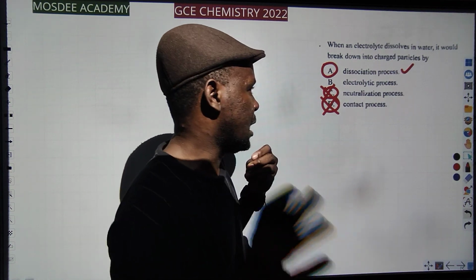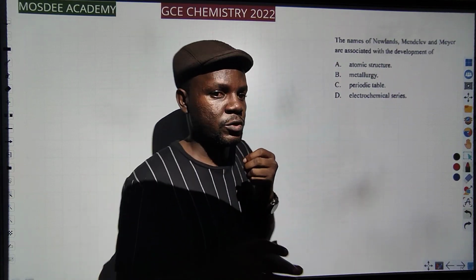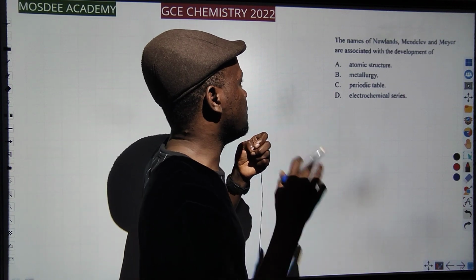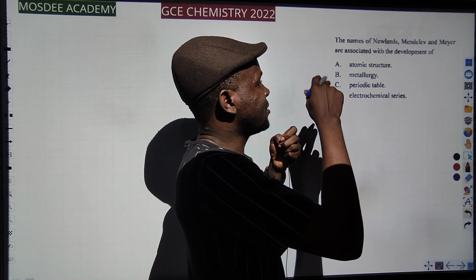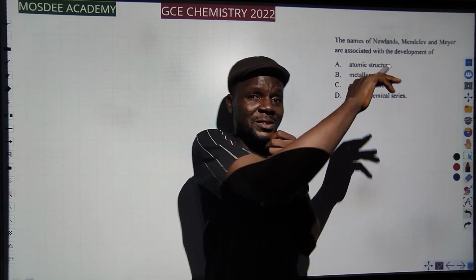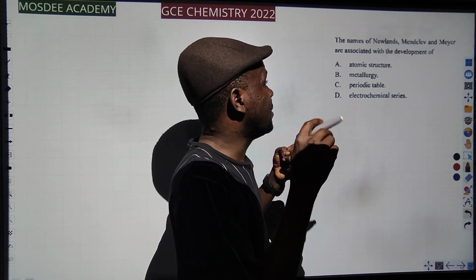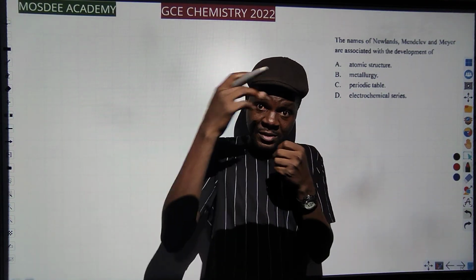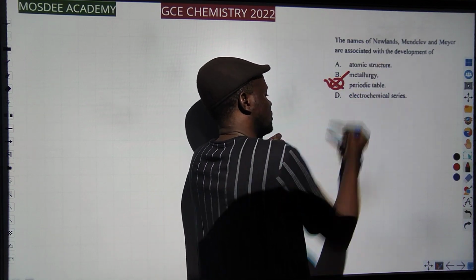The next question. I believe I still have two to three more minutes, so I will do this and maybe one more. The names Newlands, Mendeleev, and Meyer are associated with the development of what? This is a simple question. John Newlands, Dmitri Mendeleev, and Lothar Meyer are people that worked on the discovery of the periodic table. I teach chemistry to A-level students. So the answer is the periodic table. Let me do one more.